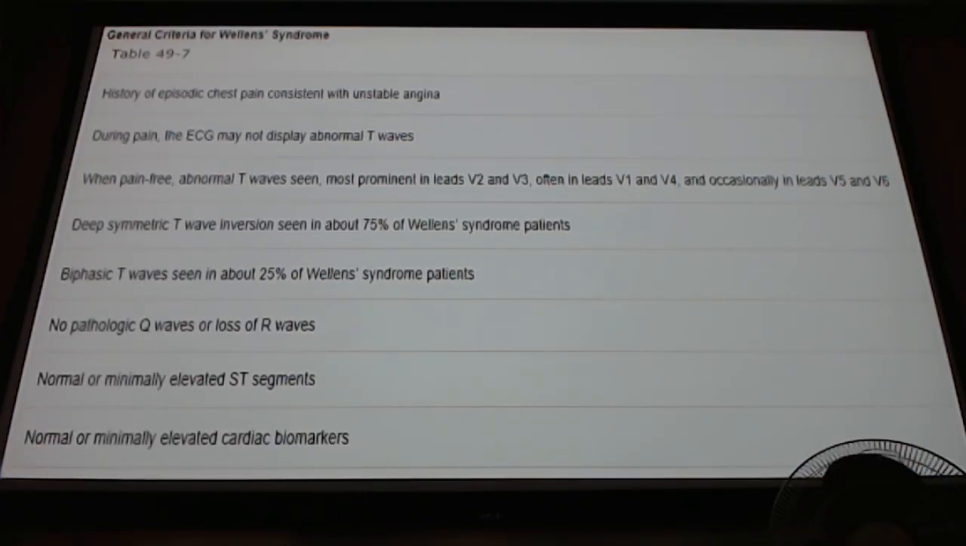But here's just general criteria for Wellens. One of the things that's important is that sometimes during the pain, they might not have those abnormal T waves. So this is something we might get repeat EKGs on when they're pain free to assess for it. And then you can have the deep symmetric ones like we saw in the picture, or you can have biphasic ones in some Wellens, depending on which type it is.